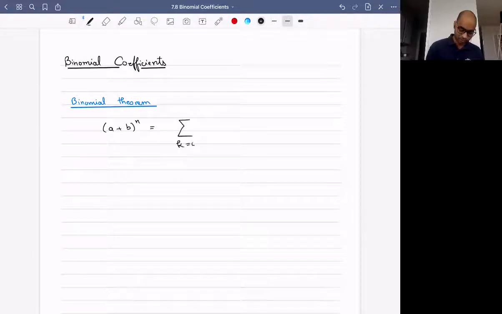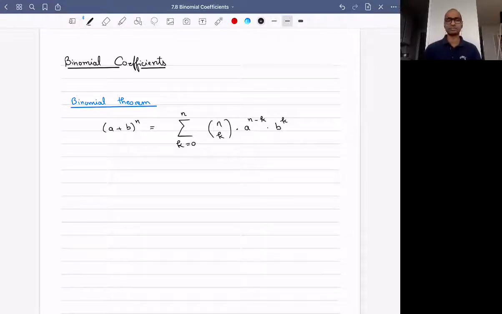the sum for k equal to 0 to n of n choose k, a to the n minus k, b to the k. The reason it's called the binomial theorem is because you are adding two terms. So when you have two terms, use the prefix bi. Okay, and let's just see that this is in fact a generalization.